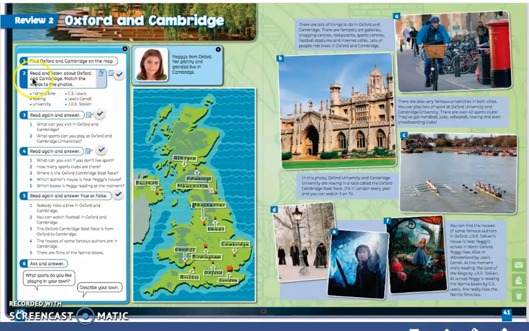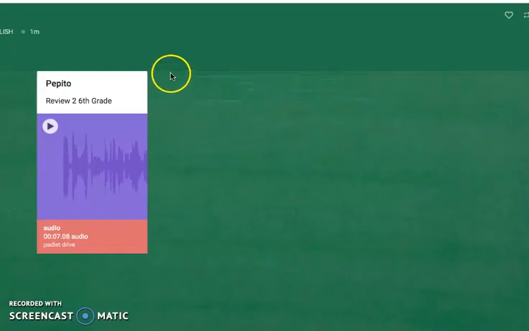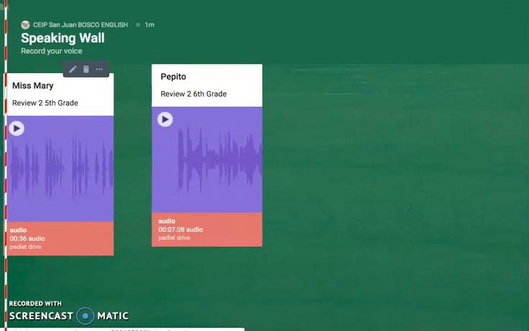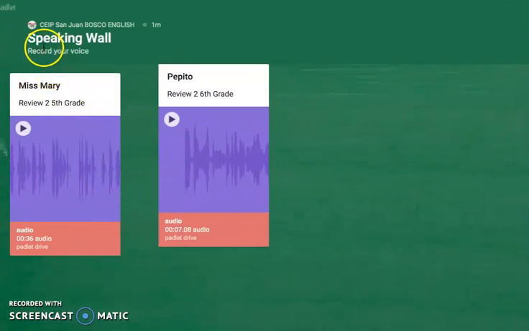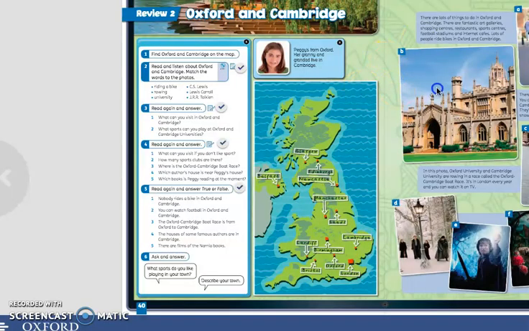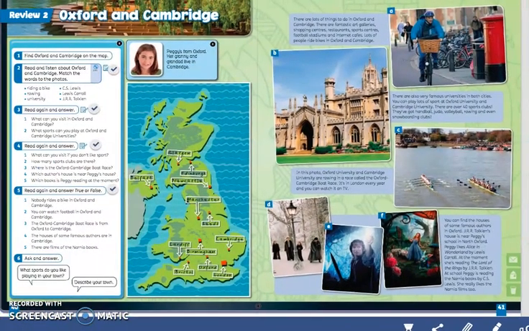We are going to do activities 2, 3, 4 and 5 in the notebook, and activity 6 you are going to record a voice message using Padlet here in this speaking wall. In a different video I will explain how to do this, so don't worry. Let's move on to the class book.